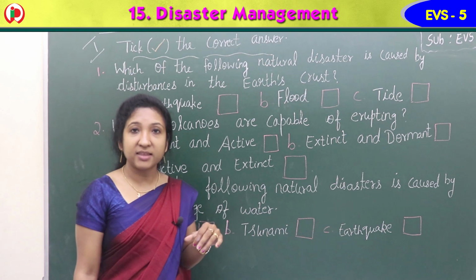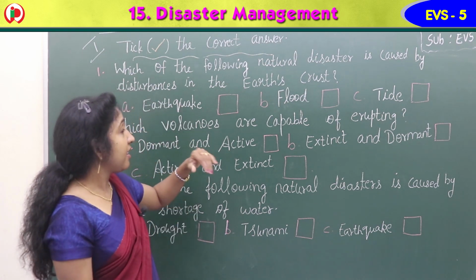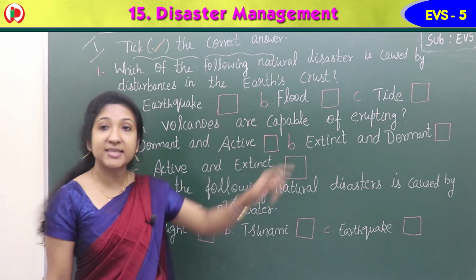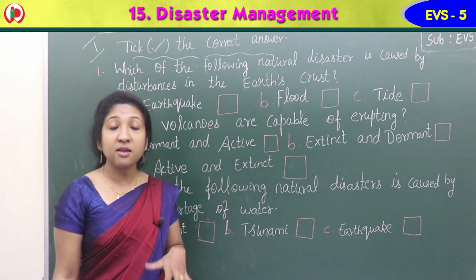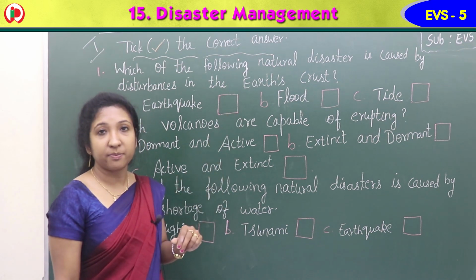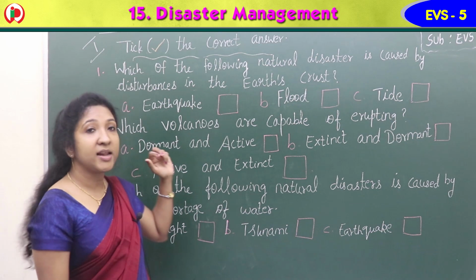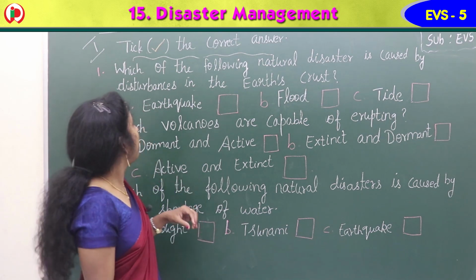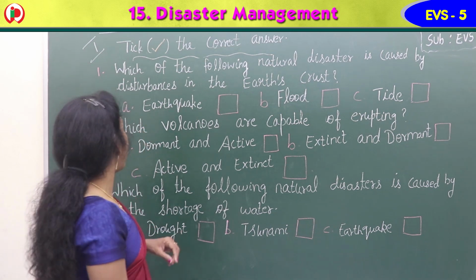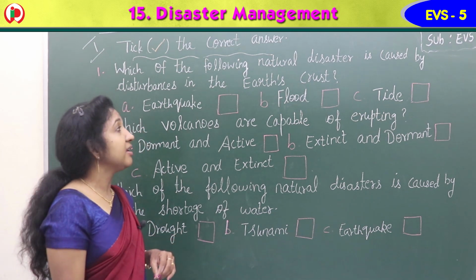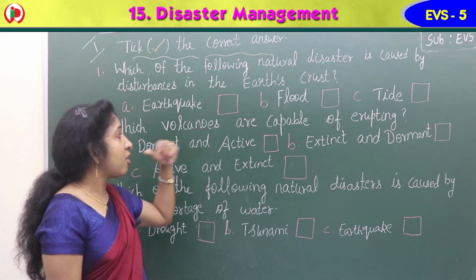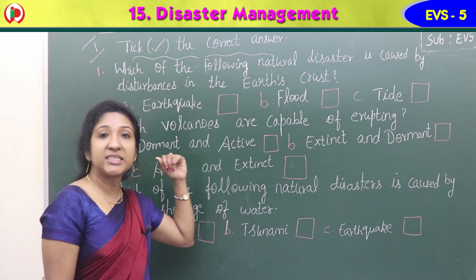3 questions are there. Read the question and you can see 3 options. Option A, option B, option C. 3 options are there. Choose the correct answer and tick in the square box given. Okay. So the first one, let us read the first question. Which of the following natural disaster is caused by disturbances in the earth's crust? So option A, earthquake, option B, flood, option C, tide.